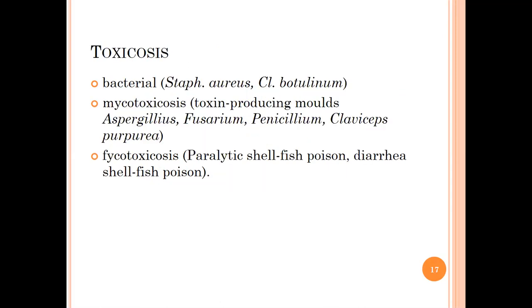Food toxicosis and emission of exotoxins are provided with bacteria like Staphylococcus aureus and Clostridium botulinum, with some molds producing toxins like Aspergillus, Fusarium, Penicillium, Claviceps purpurea, or fecal toxicosis. For example, paralytic shellfish poison and diarrhea shellfish poison.